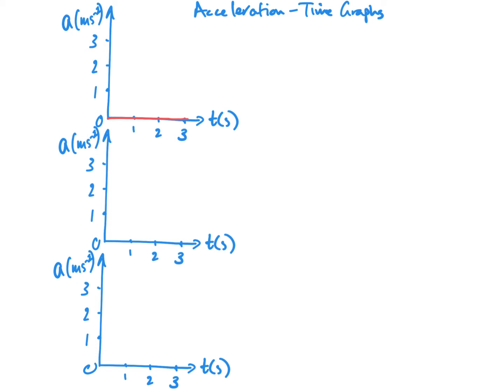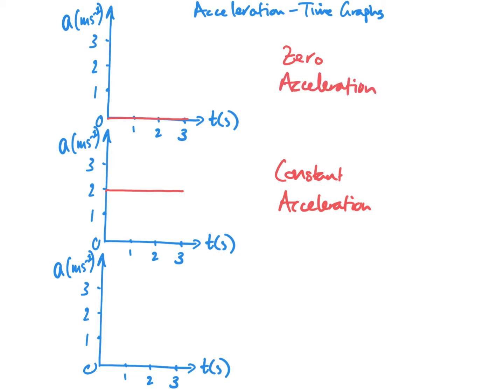If we were to look at another constant acceleration, so a positive value, but staying constant throughout. So these are constant acceleration. And the first one is also constant, but it's this special case of zero acceleration. So these are generally straightforward. I mean, you could in theory get diagonal lines, you could get curves, but they're not part of the Higher course, so you shouldn't see them.